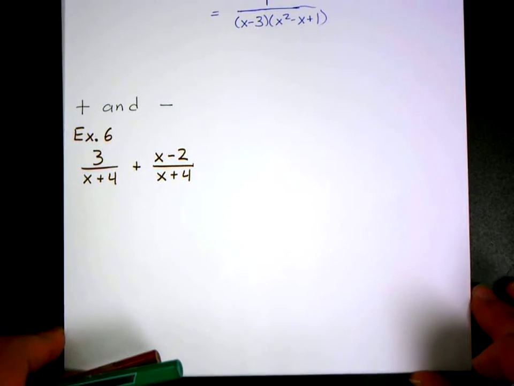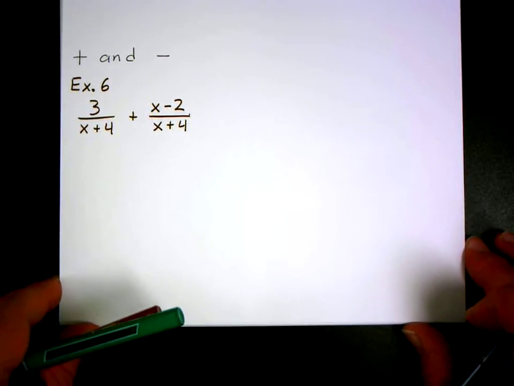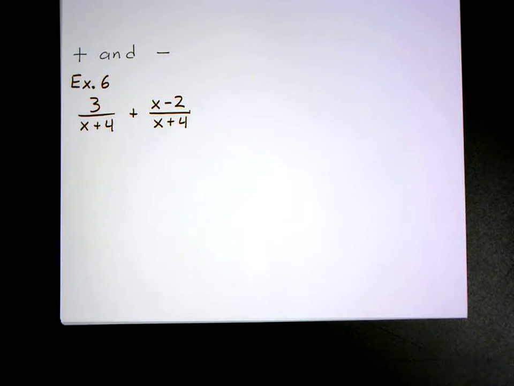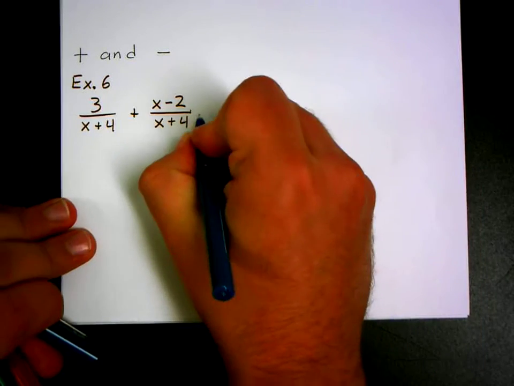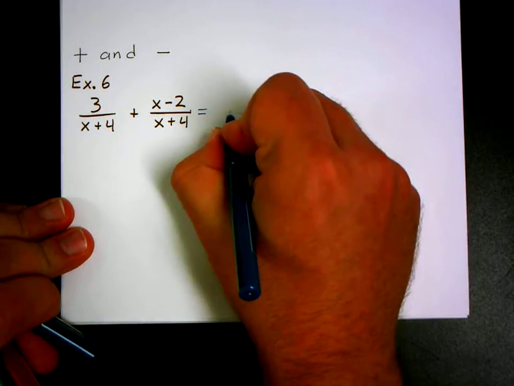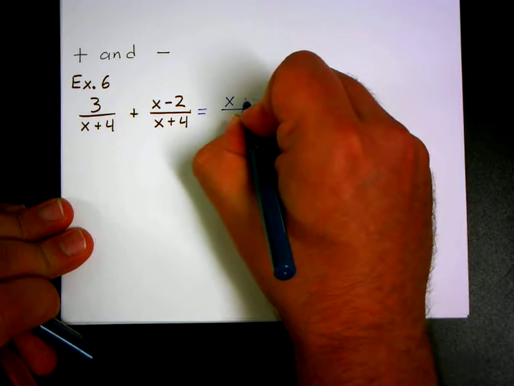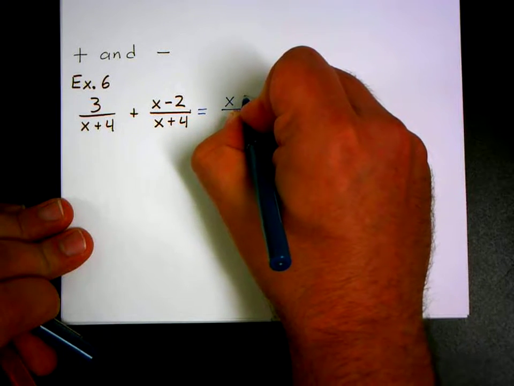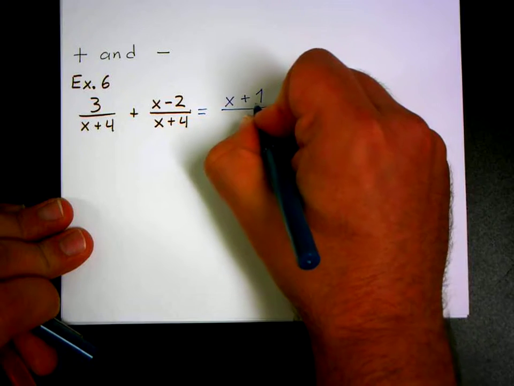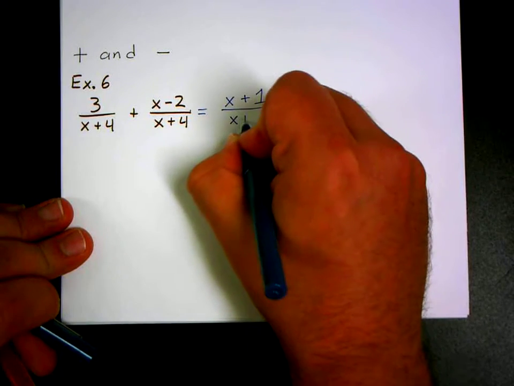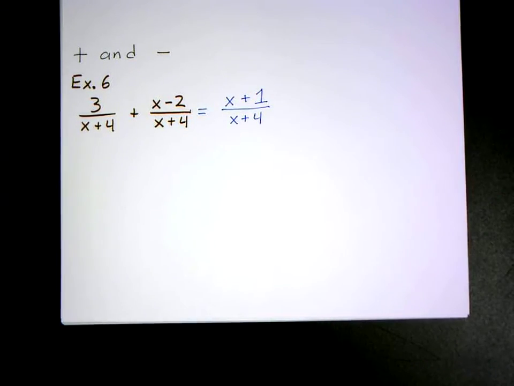Okay, addition, subtraction. First one's quick and easy. Like denominators, what do you do? Add across the top. So what's the answer to this one? X plus 1 over x plus 4.